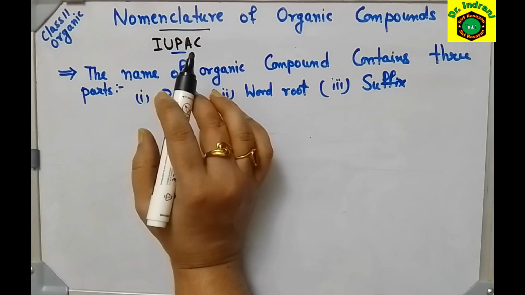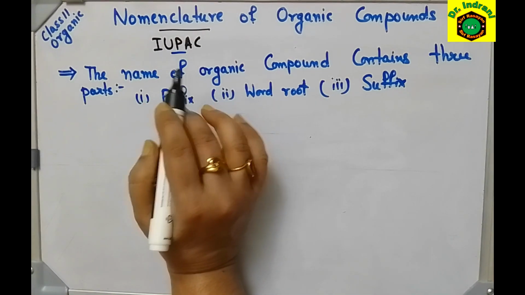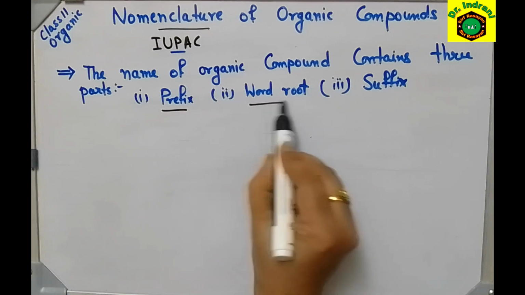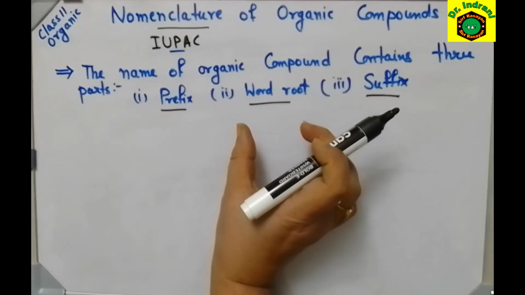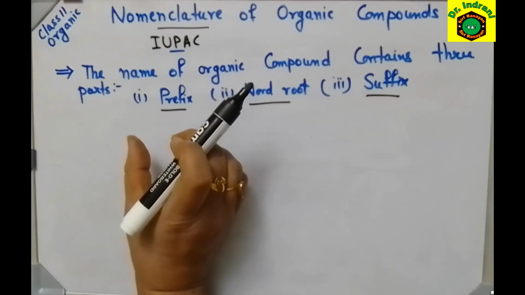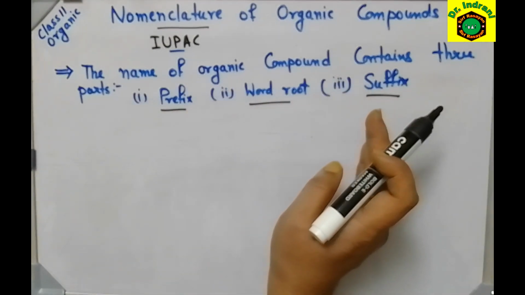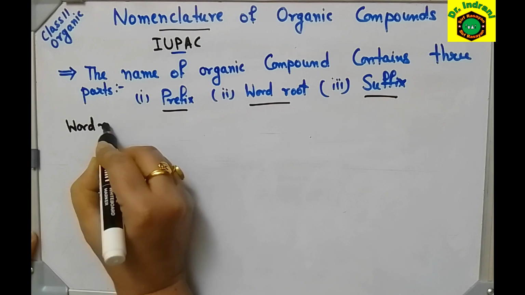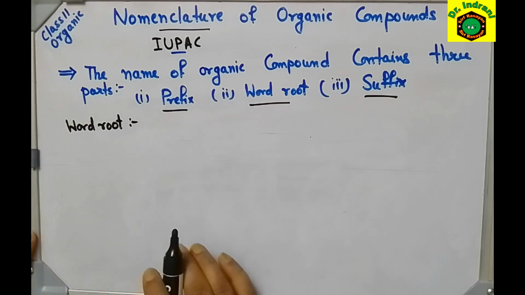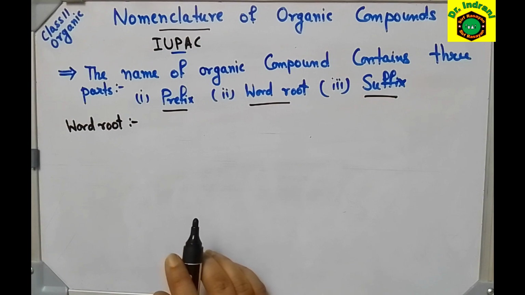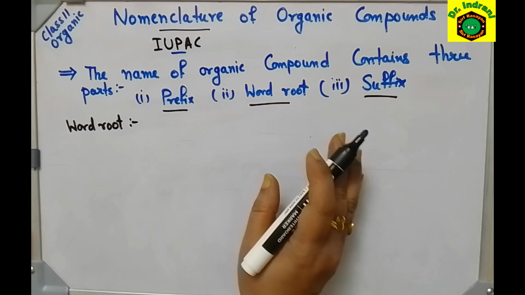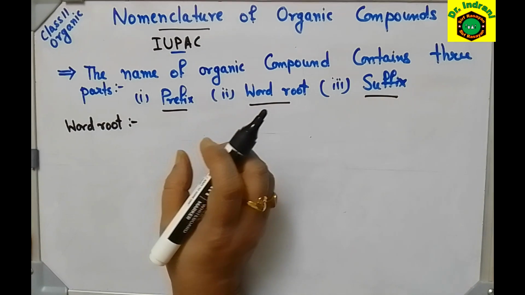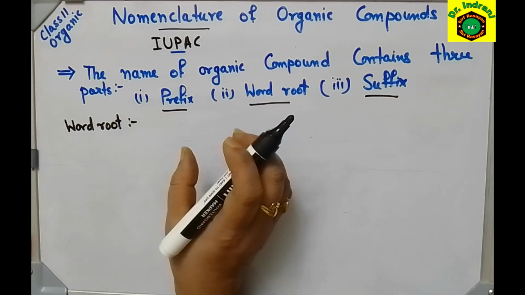Now see, according to IUPAC system of nomenclature, the name of an organic compound contains three parts. One is prefix, another is word root, another is suffix. Before the word root, what you write is called prefix, and after the word root, what you write is called suffix. First we should know what is word root. It indicates the number of carbon atoms present in the parent chain or principal chain.